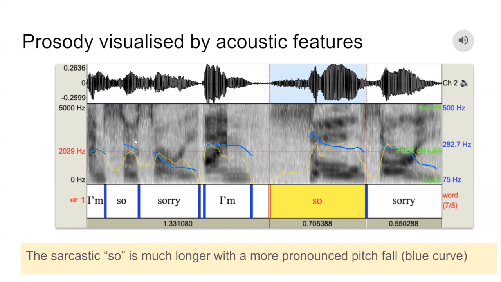And you can see this blue pitch track here. The pitch is higher and there is a more pronounced fall here. There are also differences happening in the intensity and in some of the segmental content, in terms of the duration particularly.